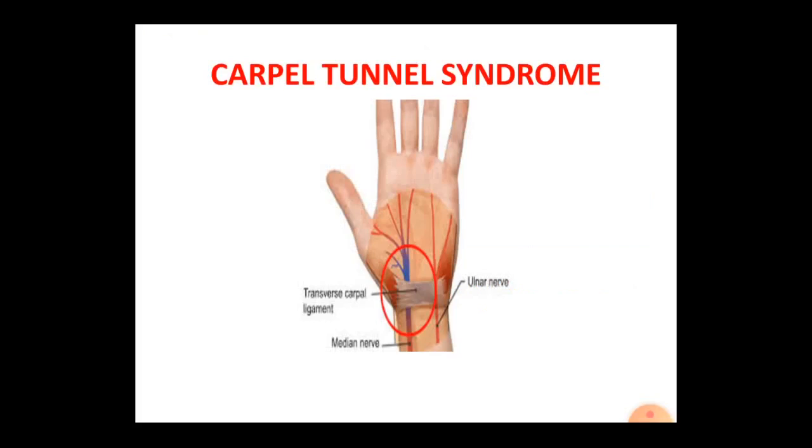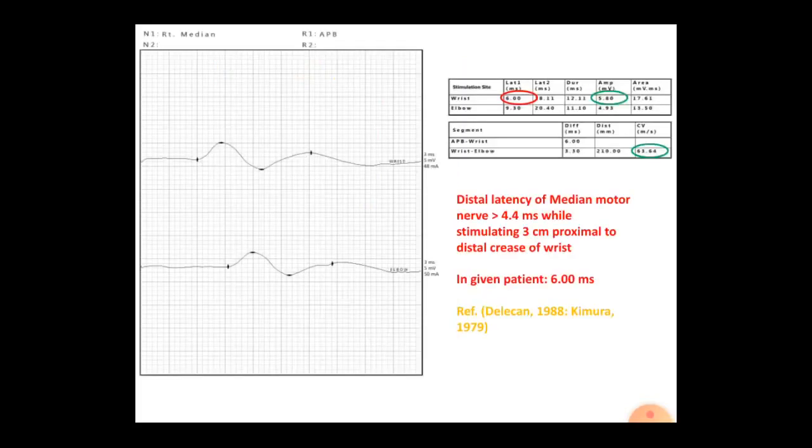Now carpal tunnel syndrome. It is very interesting. Here in this picture you can see that the median nerve is getting compressed from this carpal tunnel. Now let us see the report. Here it is taken from the right median nerve and the recording muscle is abductor pollicis brevis, with stimulation at the wrist as well as the elbow.